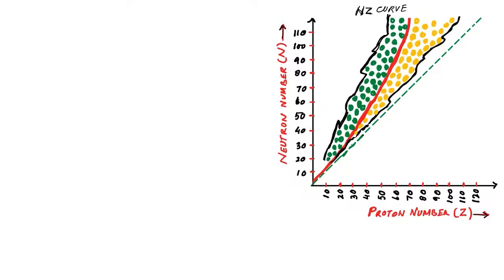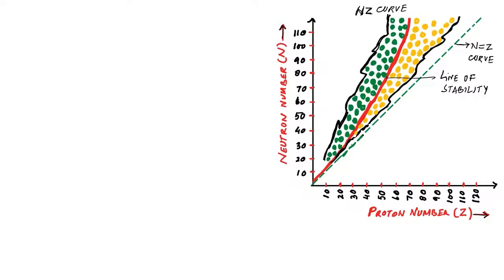This dotted one is my N equal to Z curve, and this red curve is known as the line of stability.